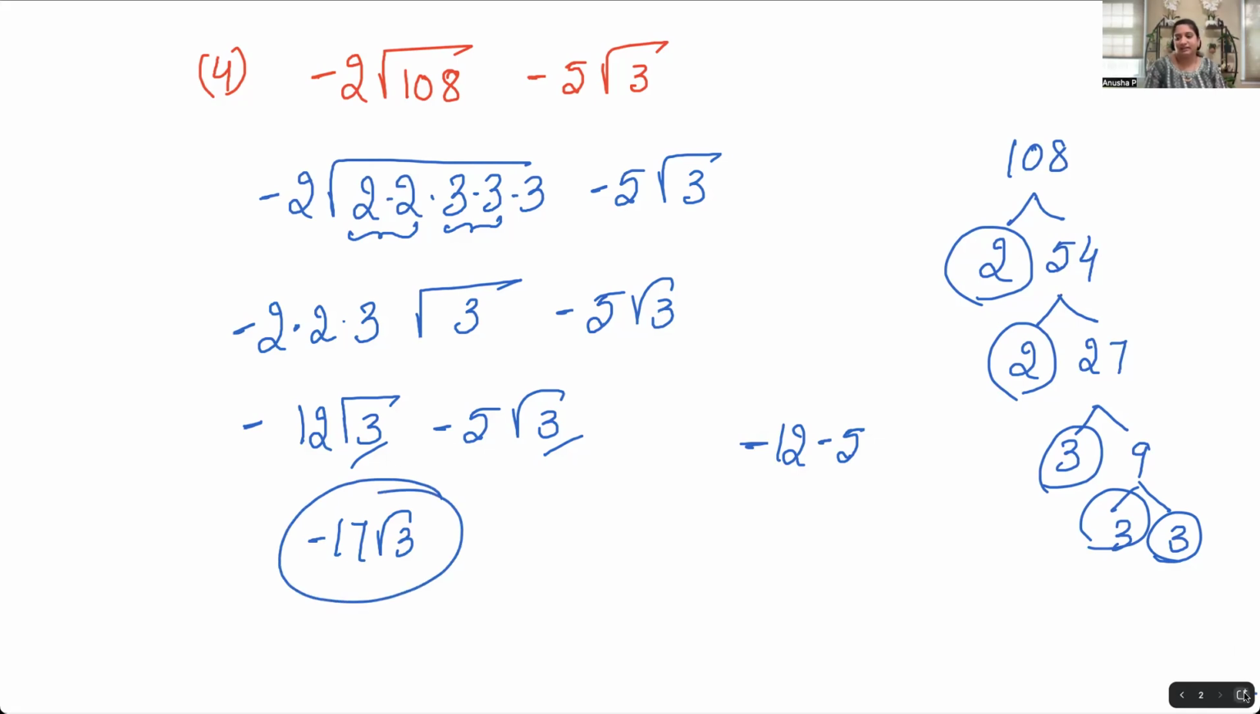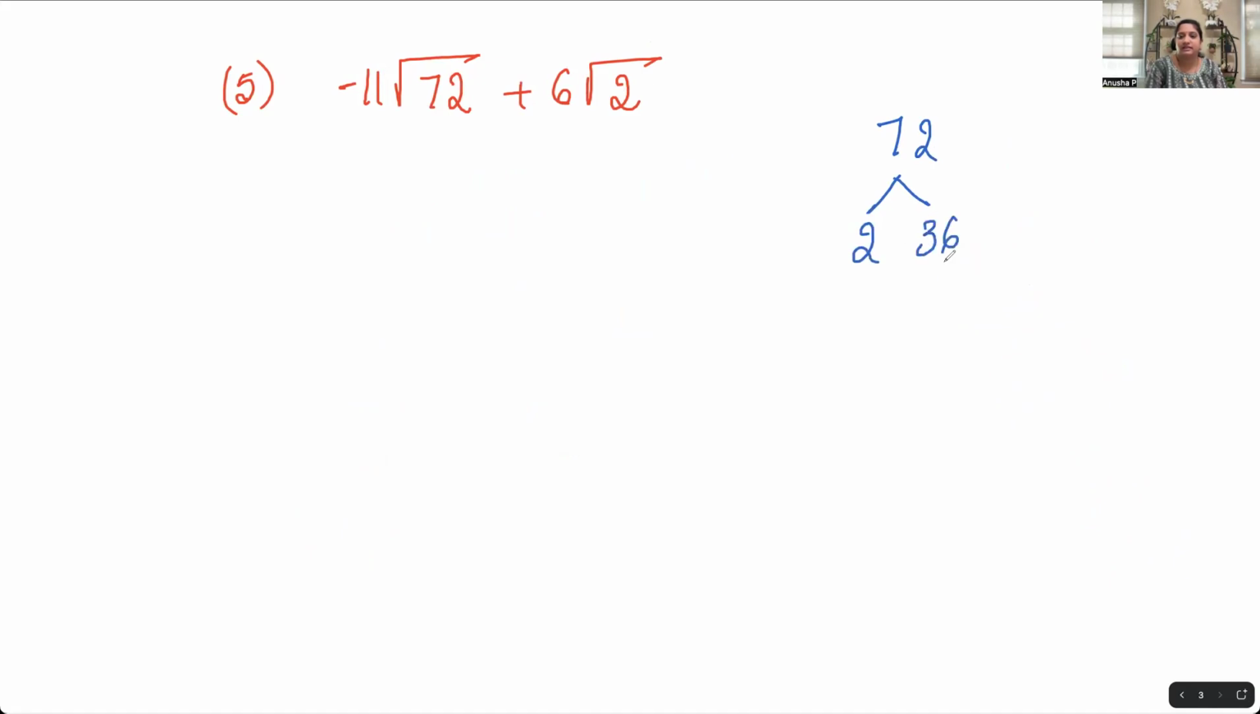The last example. Minus 11 square root of 72 plus 6 square root of 2. 72, we can write as 2 times 36. 36 is 2 times 18. 2 times 9. 9 is 3 times 3.